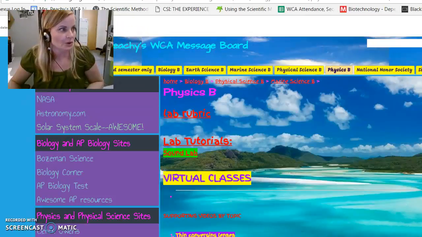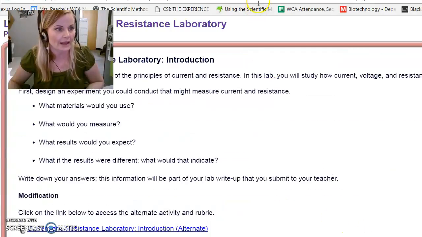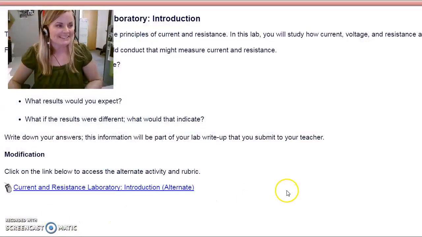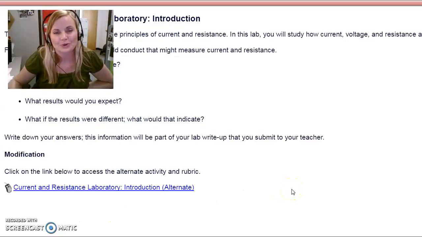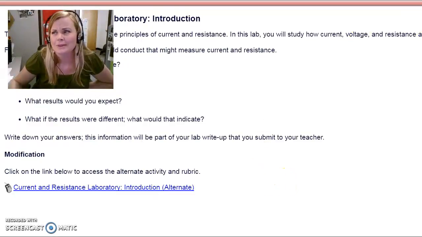So for this portfolio, you are going to be using a simulator to look at what happens in a circuit when you alter the resistance or the voltage of the circuit. What happens to the current? And remember that current is the rate of the flow of electrons through the circuit itself, right? So it is measured in coulombs per second, which is the flow of charge, whereas a coulomb is roughly equal to, don't remember.